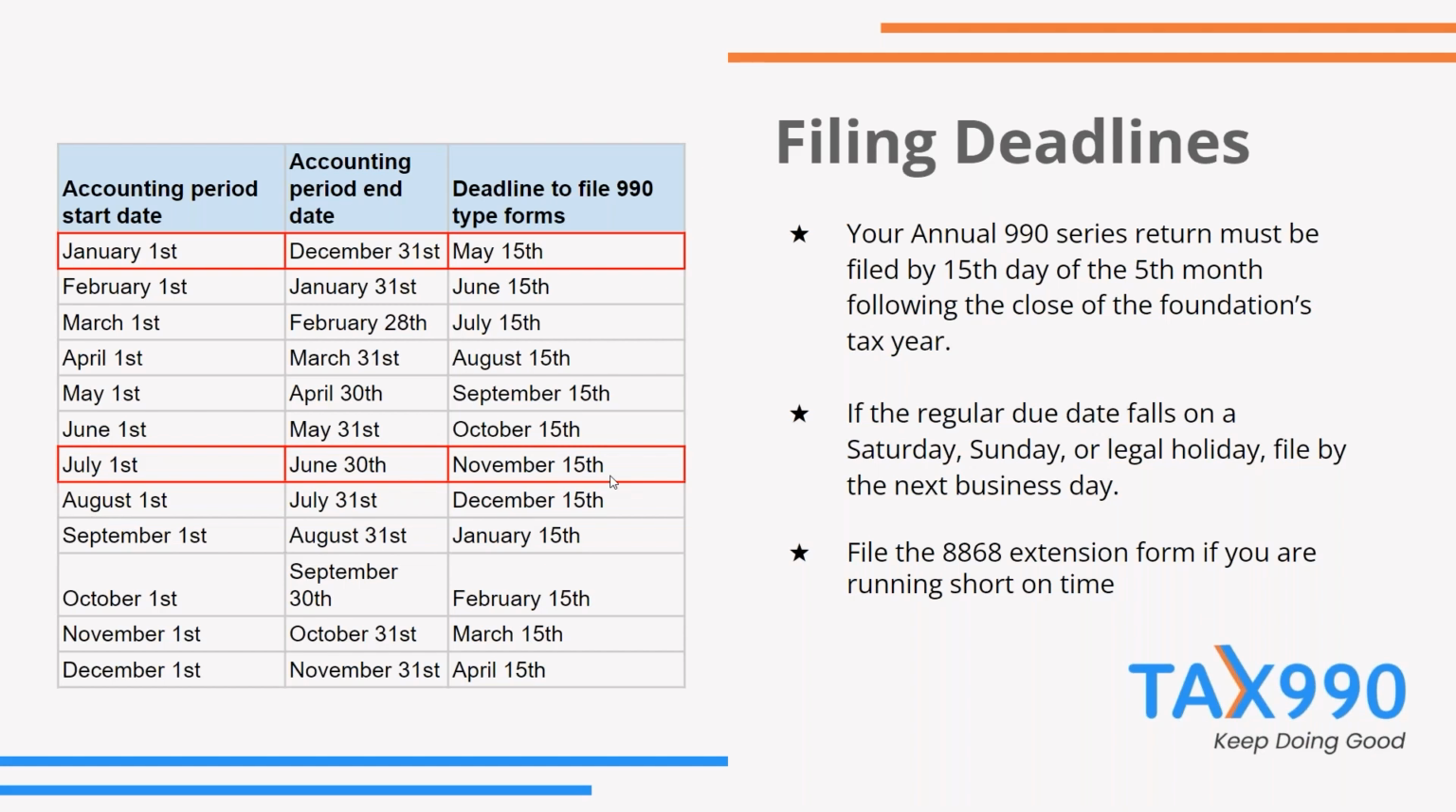You can only file one extension per tax year. You cannot file an extension and then when that extension deadline comes up, file another extension. So if you file an extension in November, your new deadline will be May 15th. At that point, you would have to file the actual form. So it's one extension per tax year, and it does have to be filed on or before the deadline.